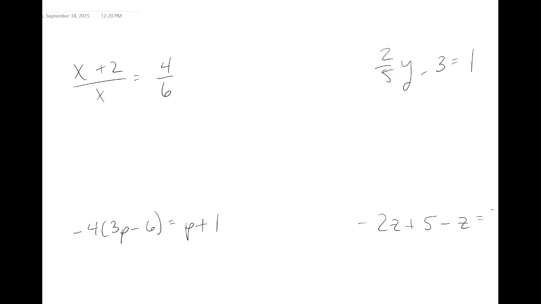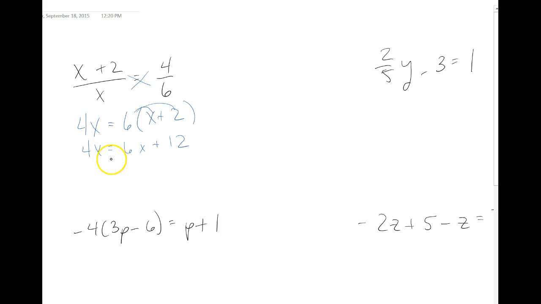Okay, so I'm just going to quickly work through these problems that you have already tried. The first one, since it's a fraction equals a fraction, I'm going to do the cross multiply thing. So 4 times x is equal to this 6 times all of this. And then I'm just going to go into my distributive property. So that'll be a 6x plus 12.